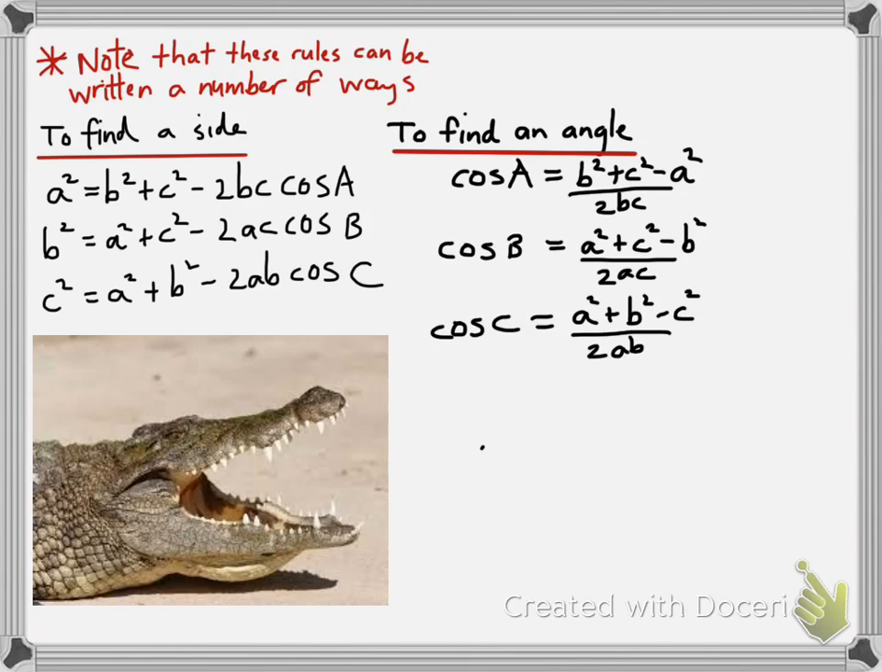Now the reason I've got a photo here of a crocodile is it's a good way of remembering when you can use the cosine rule when you have an angle, because both the sine rule and the cosine rule can be used when you have two sides and one angle.